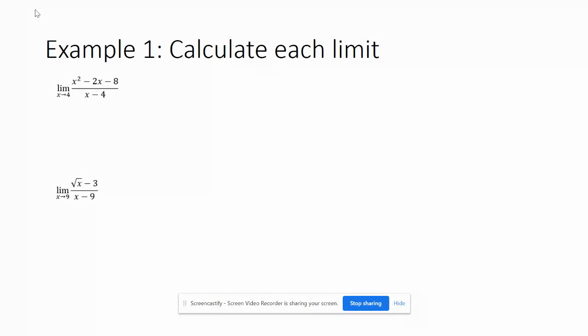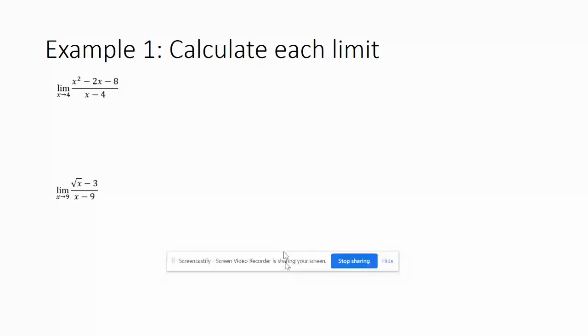All right, example number one. I've got a few limits we have to calculate. Now, the idea for calculating limits like this is you want to be able to substitute your value for x. So this is x approaching 4. You want to substitute 4 into your equation. The problem is we can't, because we have an x minus 4 in the bottom of the fraction. By plugging in x equals 4, it's going to give us a division by 0, which is undefined. So we can't plug in 4 yet.